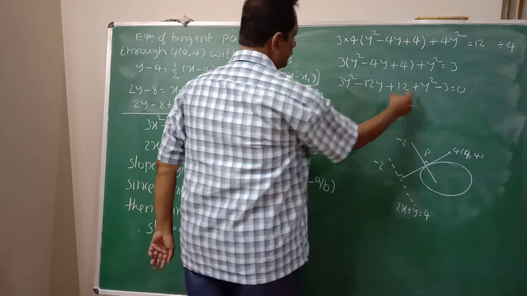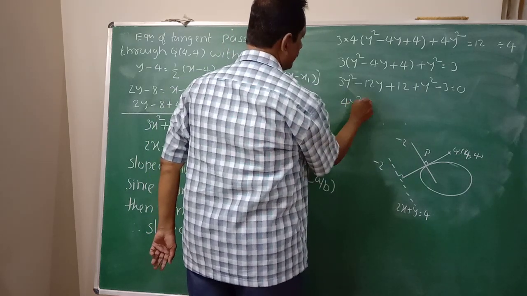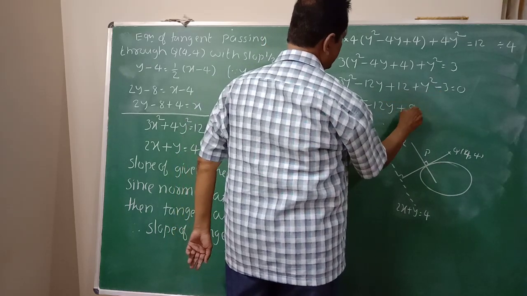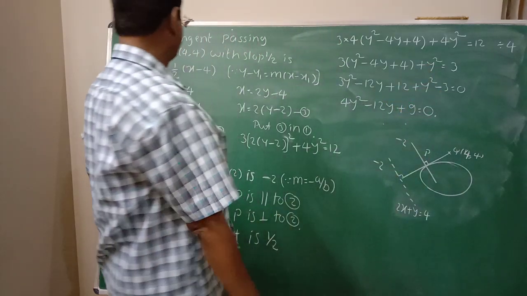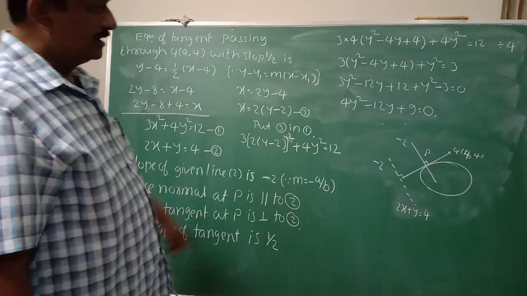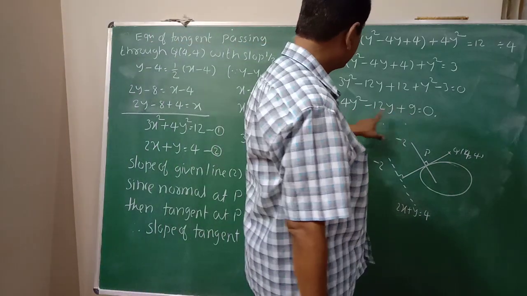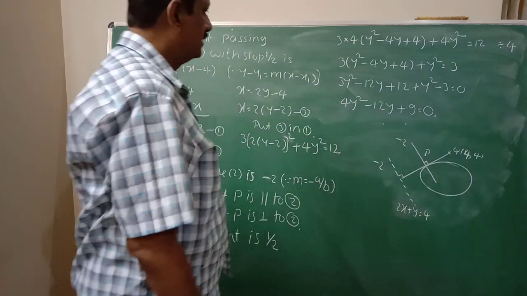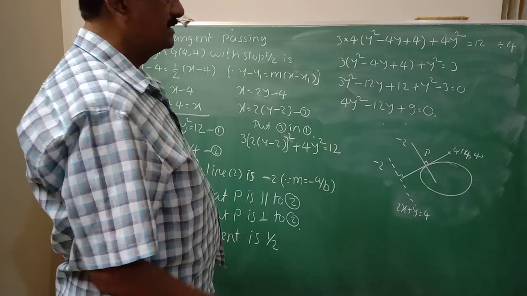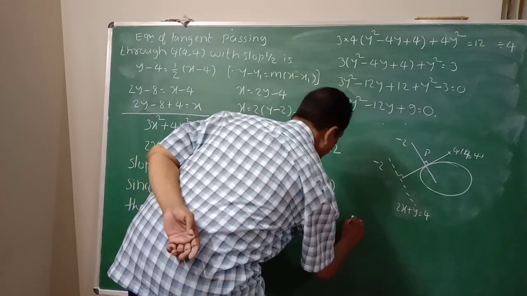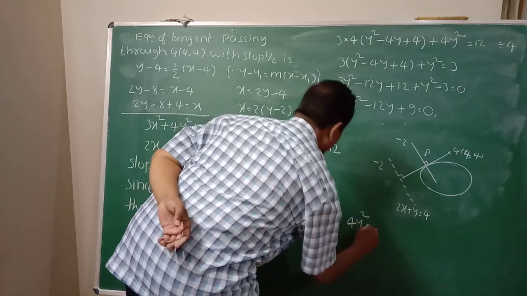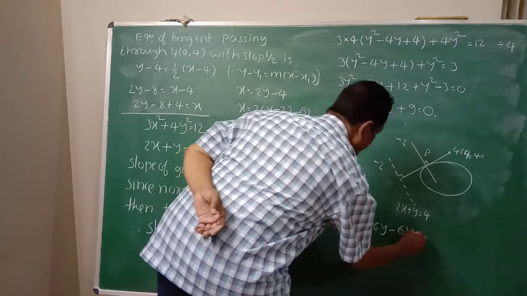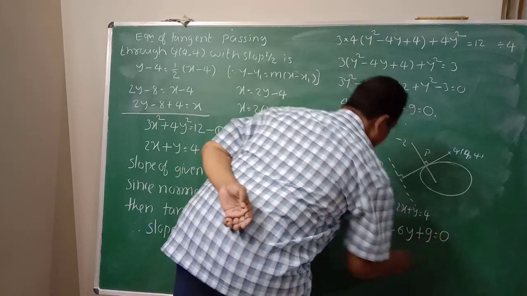So 3y square plus y square is 4y square here, minus 12y, 12 minus 3 becomes 9 here, plus 9 is equal to 0. Then simplify 4 into 9, 4 nines are 36 here. Therefore, two numbers are 6 and 6. Okay. So 4y square minus 6y minus 6y plus 9 that is equal to 0.